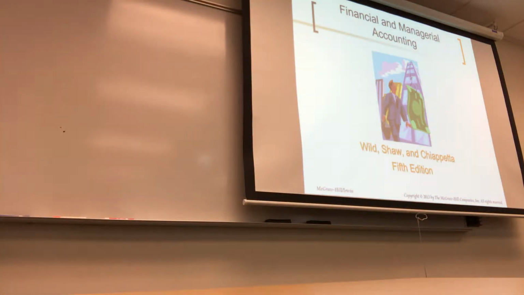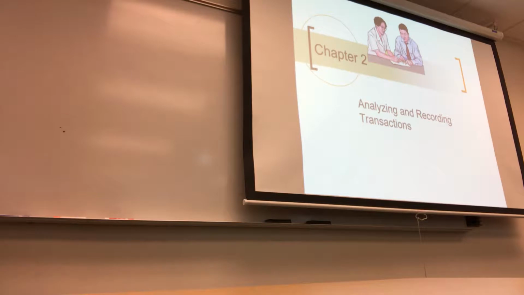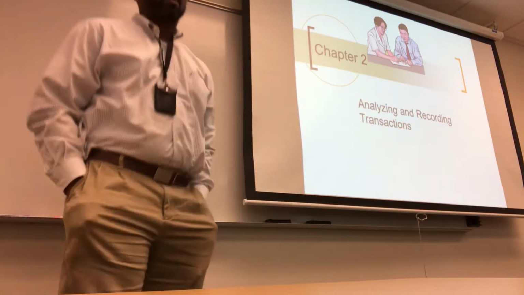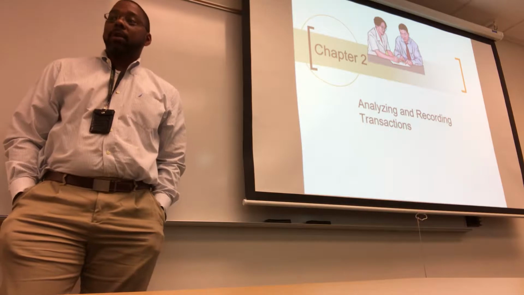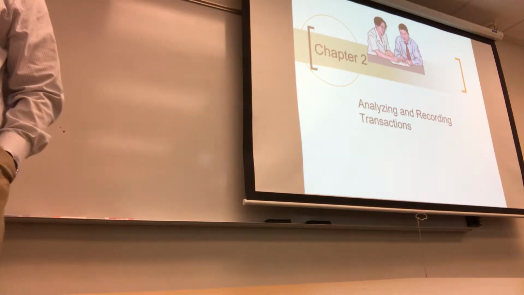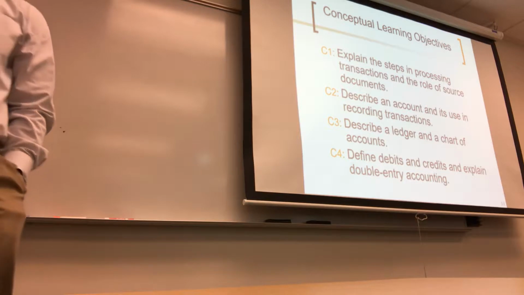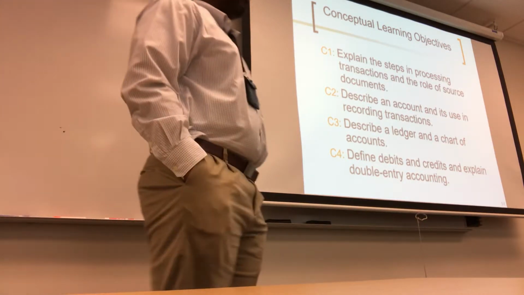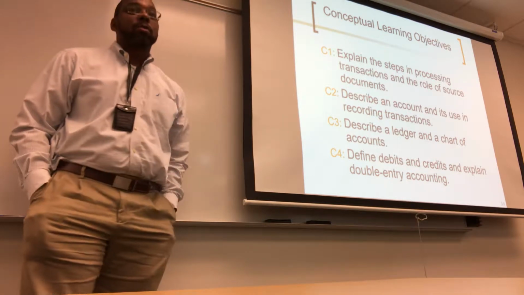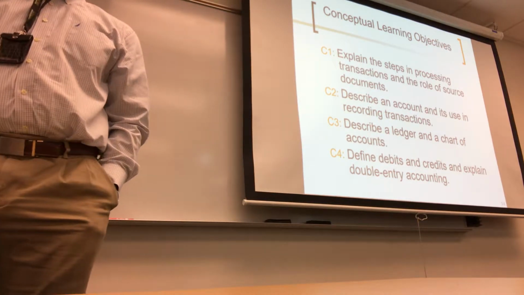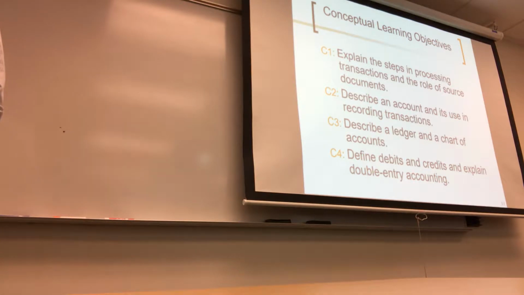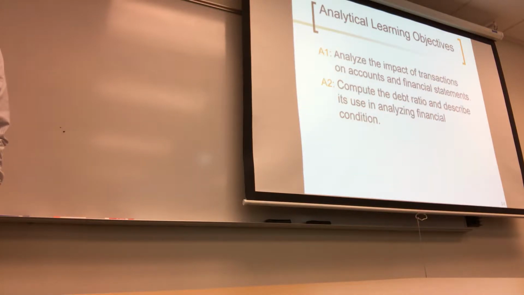Okay, so today we're going to be doing chapter 2, which is analyzing and recording our transactions. So this is definitely your debit and credit chapter. Right, so we're going to explain the steps in processing the transaction and the role of source documents. We're going to describe an account and its use in recording transactions. We are going to describe a ledger and a chart of accounts, and we're going to define debits and credits. Explain double entry accounting.